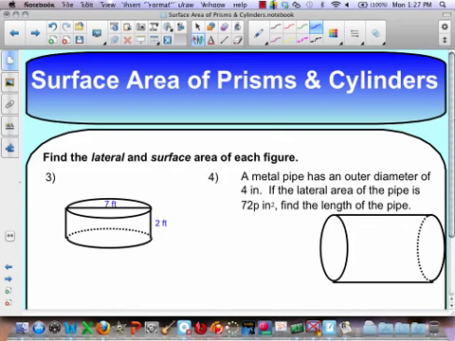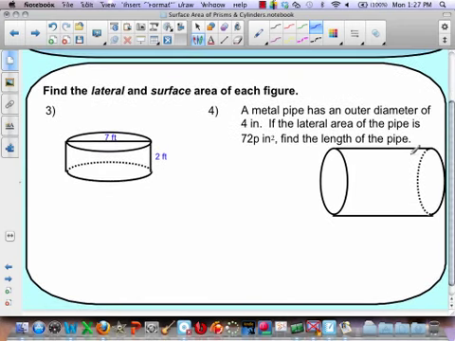Okay, number 3. What type of shape is number 3? Circular. Circular prism that we also call a cylinder. Okay, again, let's just find surface area. So surface area of a cylinder, 2 pi r h plus 2 pi r squared.